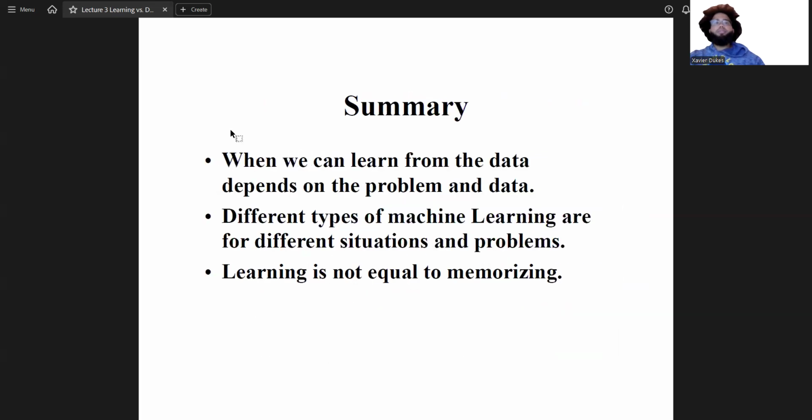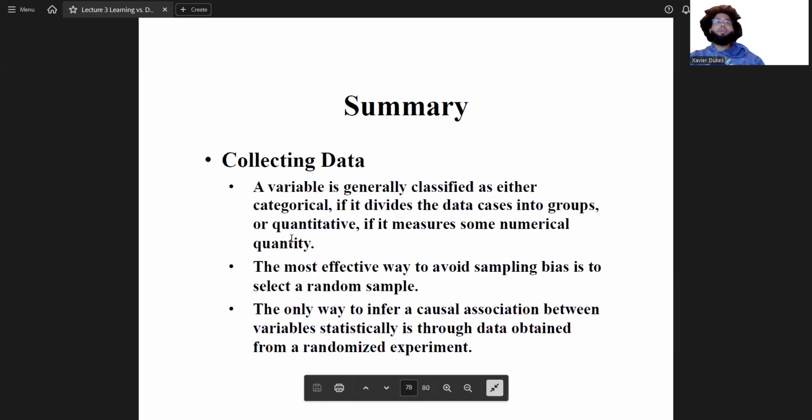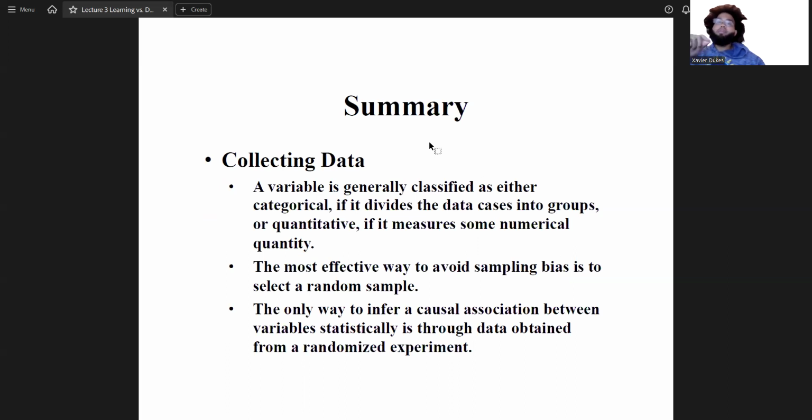So here's a quick summary. We learn from data, and different types of machine learning can be used in different problems. Learning is not equal to memorizing. We seek not to be right in training, but to accurately model. Collection of data is essential. How are we observing? Are we experimenting? Often you want to use observations in machine learning and not necessarily experiments.